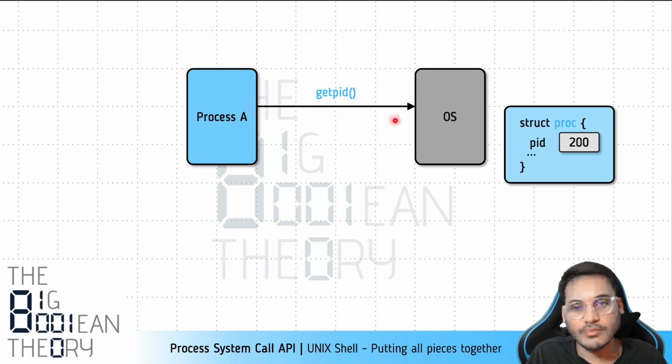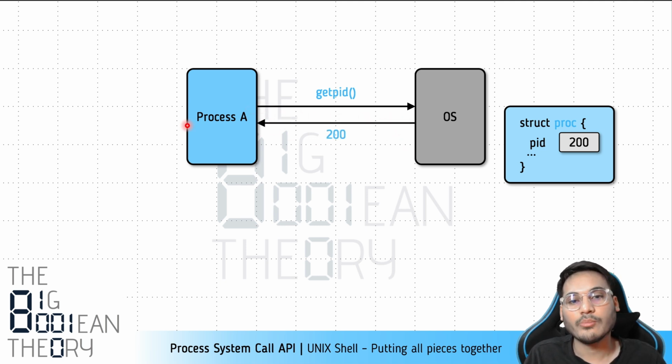So the getpid system call is very simple. All it will do is that it will return the PID, that is 200. That is all there is to the getpid system call.